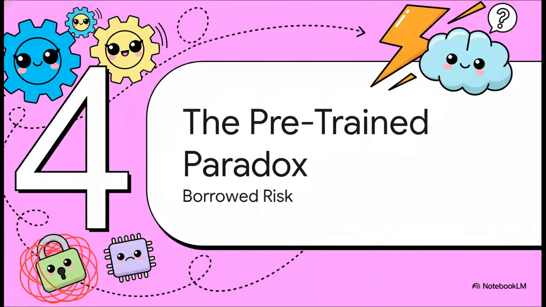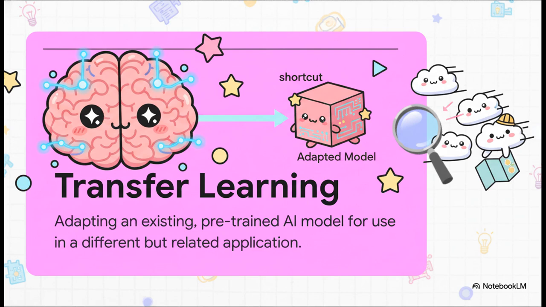This all leads us to a really strange paradox in how AI gets built today. It's a situation where the very shortcut that speeds up development can also become a massive amplifier for risk. This happens through a process called transfer learning. Instead of building a gigantic model from scratch, which is incredibly expensive and time-consuming, developers often take a powerful pre-trained model built by someone else and just adapt it for their own specific task. It's a huge, huge shortcut.